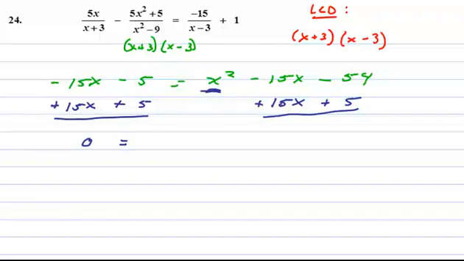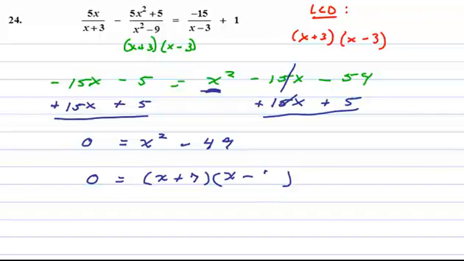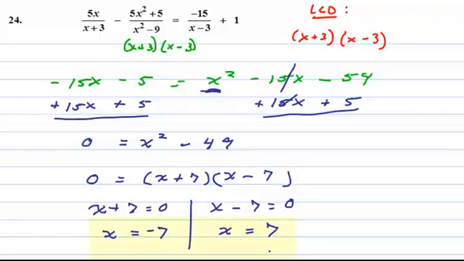And that leaves us with 0 equals x squared, these add up to 0, minus 49. Nice, we have two terms. It's not a GCF, it's a difference of squares. Always opposite signs, and 7 times 7 is 49. Set each factor equal to 0 and solve each equation. Subtracting 7 from both sides, we get x equals negative 7. Adding 7 to both sides, we get x equals positive 7.